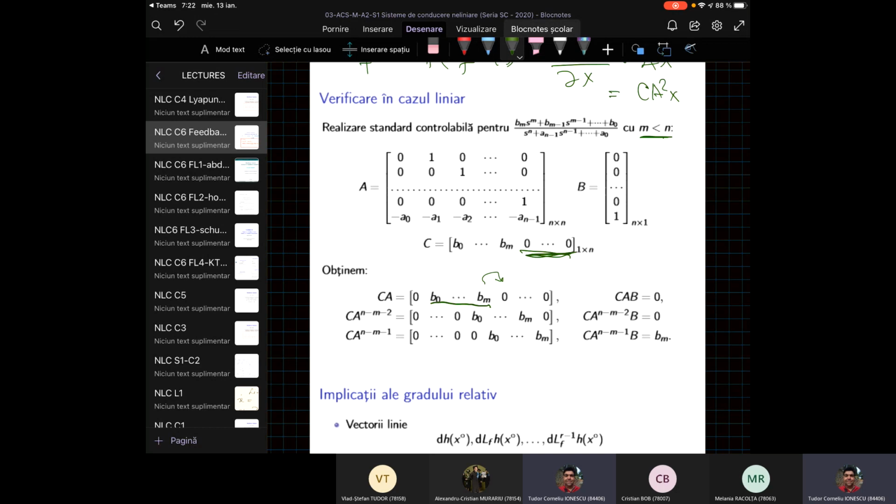If you multiply these things with b, you get CAB0 and so on, but this one is b. So the relative degree r is n minus m. And this is the proof. This is equal to e. Okay? This is the proof. Is it difficult?